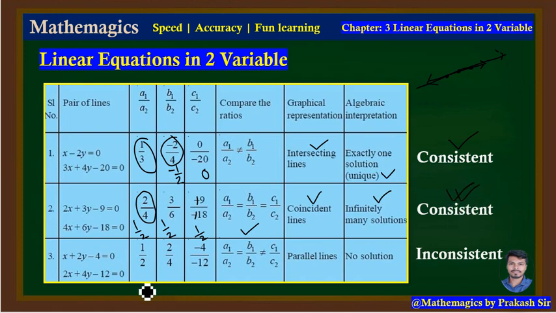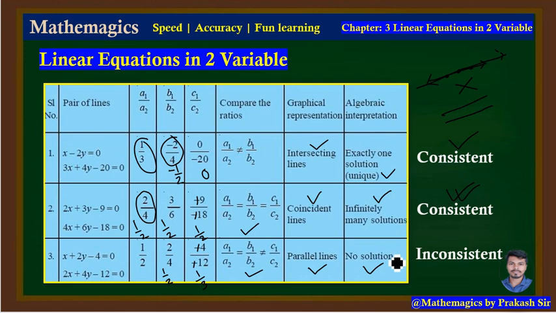And the third one: the first ratio is 1 by 2. The second is 2 by 4, again it can be written as 1 by 2, but then minus 4 by minus 12, the minus signs get cancelled, and it is 1 by 3. The first two ratios are equal, but the third is not equal. It means a1 by a2 is equal to b1 by b2, which is not equal to c1 by c2, and it is parallel lines. As we know, a solution comes when lines intersect, but both lines are parallel, which means both are not going to intersect at any point. That's why there is no solution.